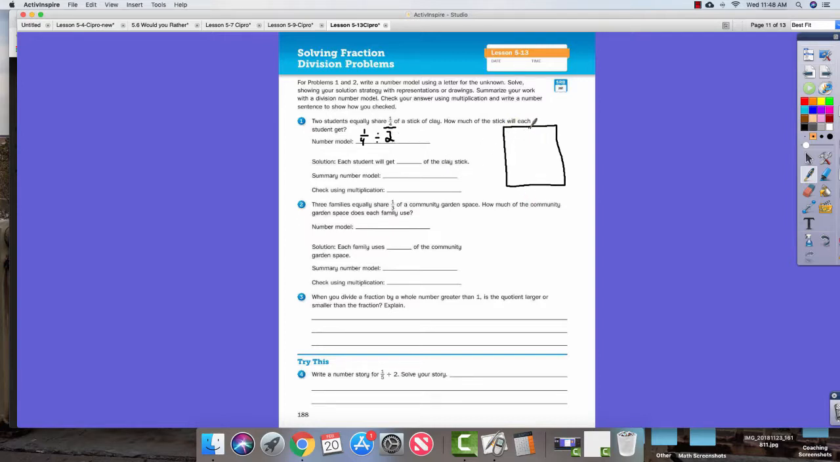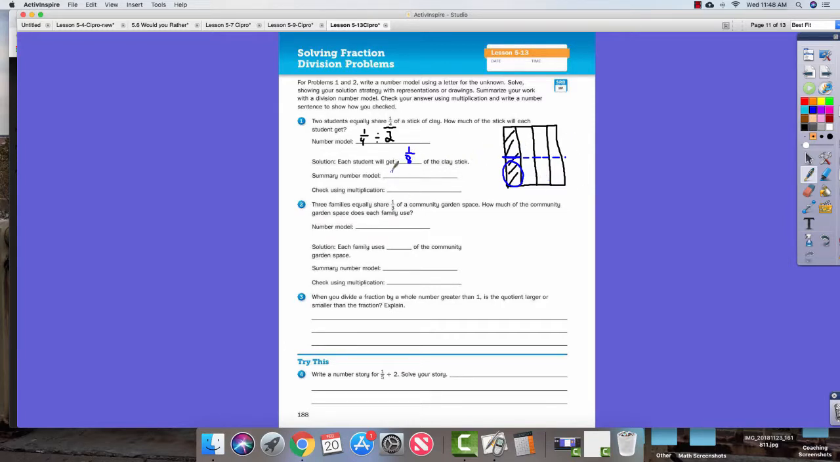Well, I'm going to split this stick of clay into fourths because that's how much that they have to start with. And how they're splitting that is in two equal parts. So I'm going to take that 1/4 and I'm going to split that into two equal parts, extend my lines, and I can see that each student would get 1/8 of the whole stick of clay.